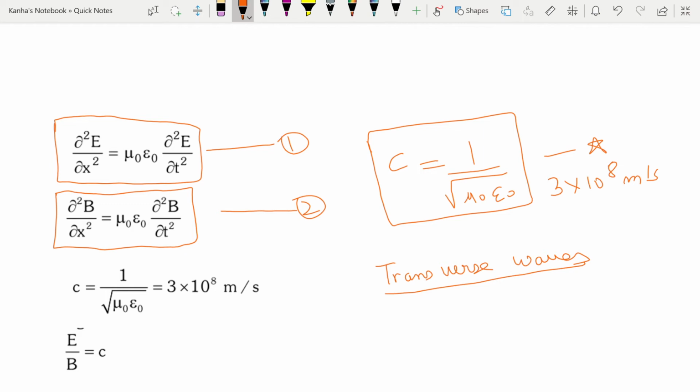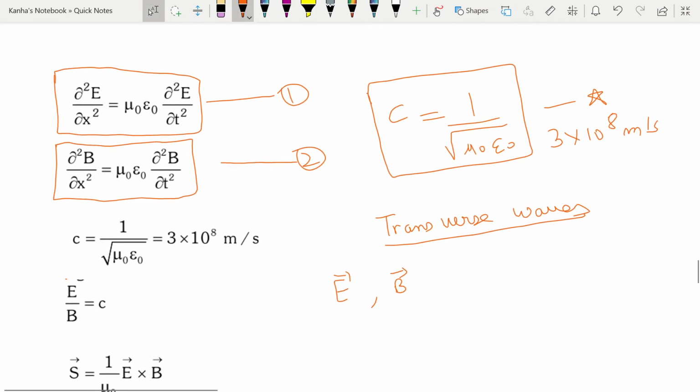The next thing that you should definitely remember is the instantaneous magnitudes of the electrical field vector E and the magnetic field vector B. The instantaneous magnitudes of these in an electromagnetic wave are related by the expression E by B equal to c. This will be very handy. Note that these are the instantaneous magnitudes, not the entire vector itself.